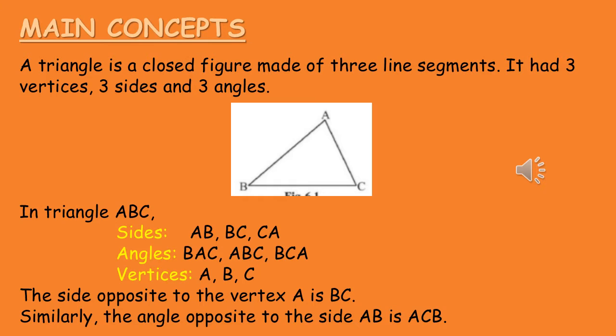Now we have to identify the side opposite to a particular vertex. The side opposite to vertex A is BC. Similarly, the side opposite to vertex B is AC. Now we can go the other way round. That means what will be the vertex opposite to the side AB? The vertex which is opposite to the side AB is C. Similarly, we can also find out the angle opposite to side AB, that is ACB.